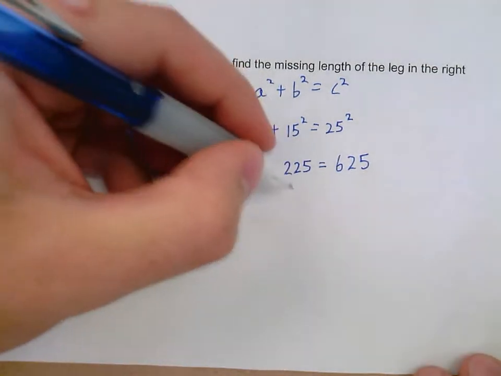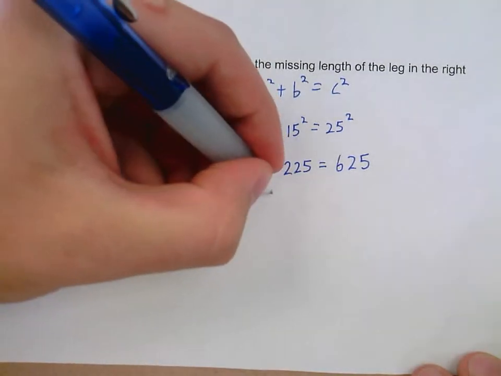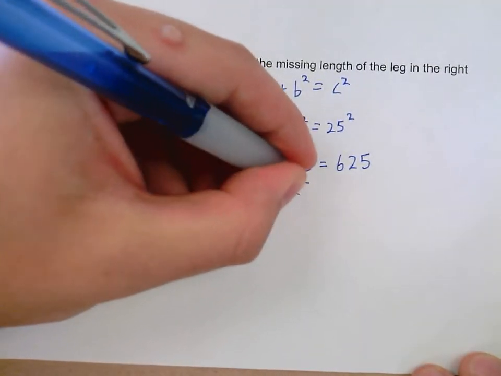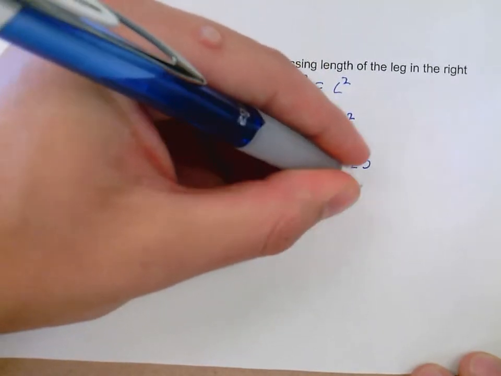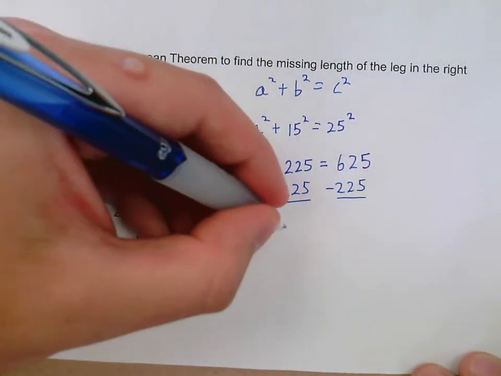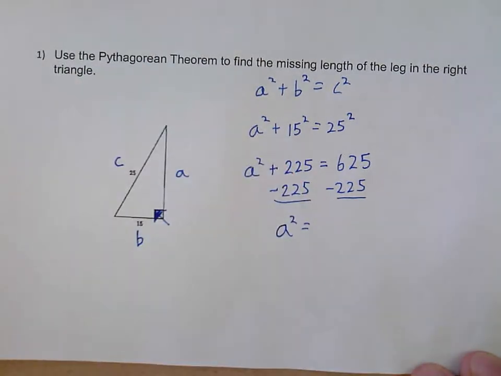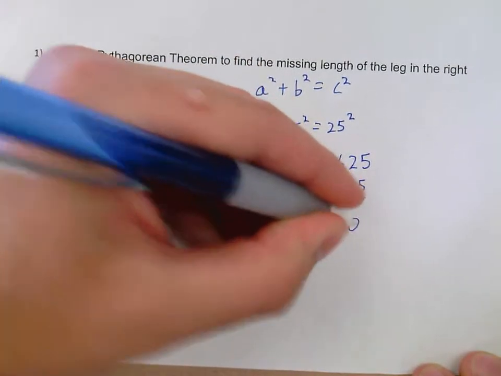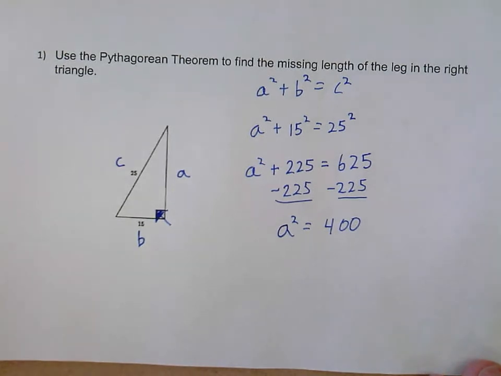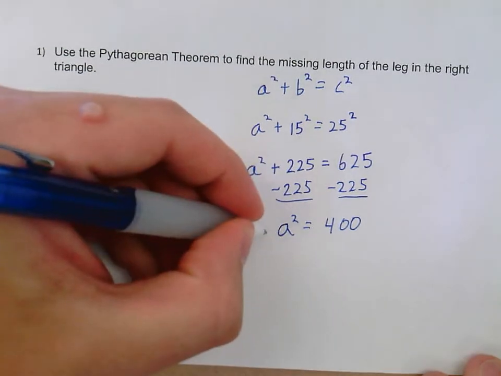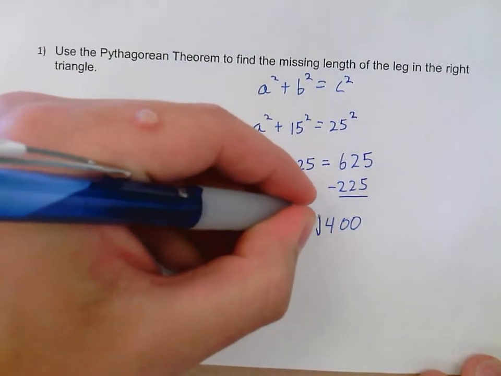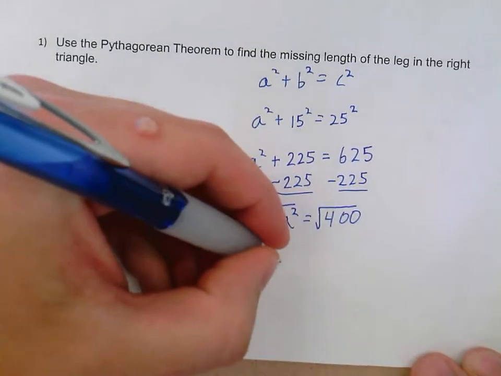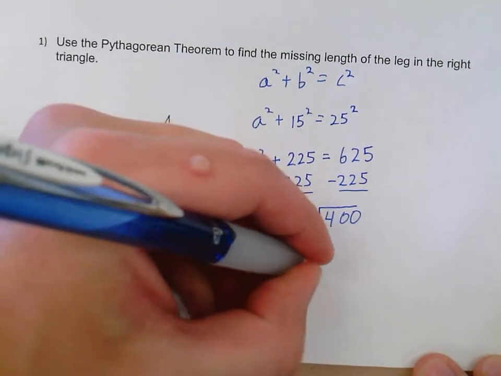So I've got this plus 225. Well, I want to get rid of that, so I'm going to subtract 225 from both sides. Subtract 225. A squared equals 400. And then what do I do here? Ah, yes, that's right. We take the square root of both sides. And then we get a equals 20.